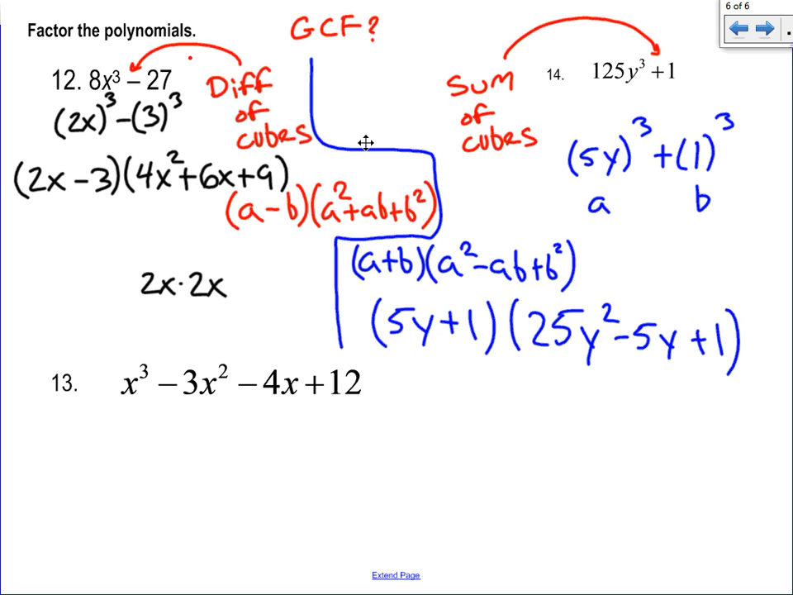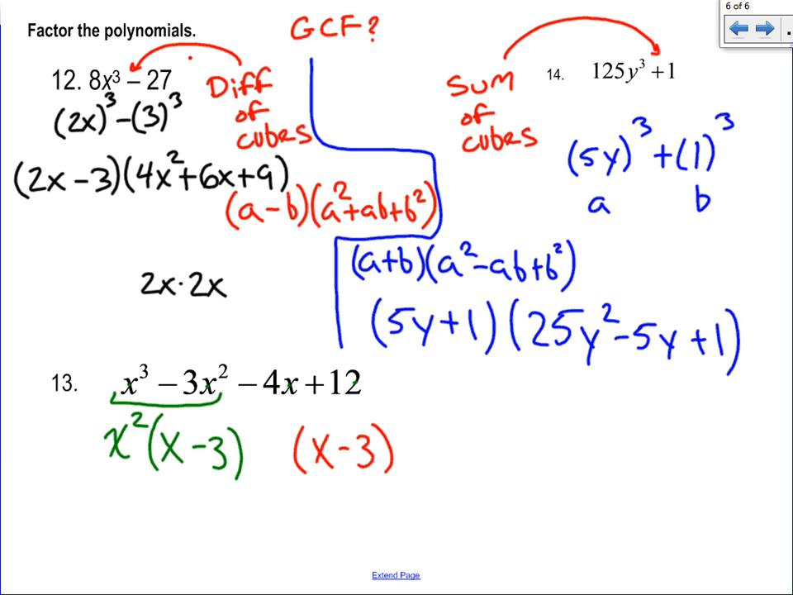Now, 4 terms here, 1, 2, 3, 4. I want to tackle this by using what's called factoring by grouping. So I want to look at the first 2 terms. I want to say, do they have anything in common? Sure do. I could take out an x squared. From the first 2 terms, I would be left with x minus 3. Now, in order for factoring by grouping to work, I need to be able to end up with x minus 3. I hope you believe this is possible.